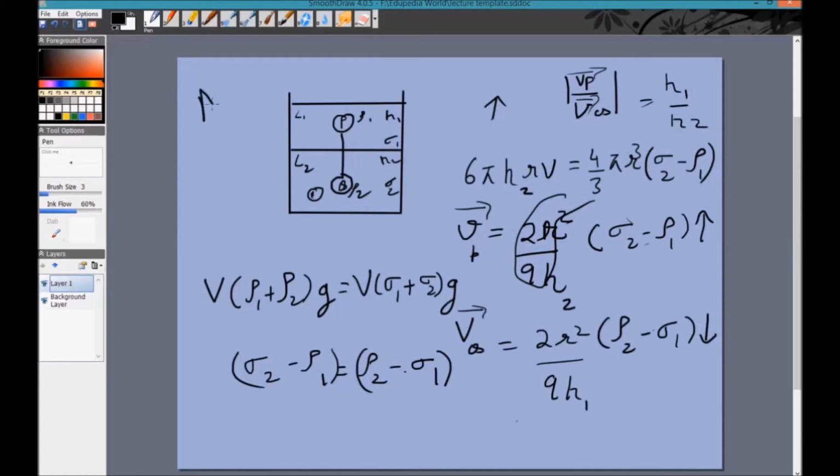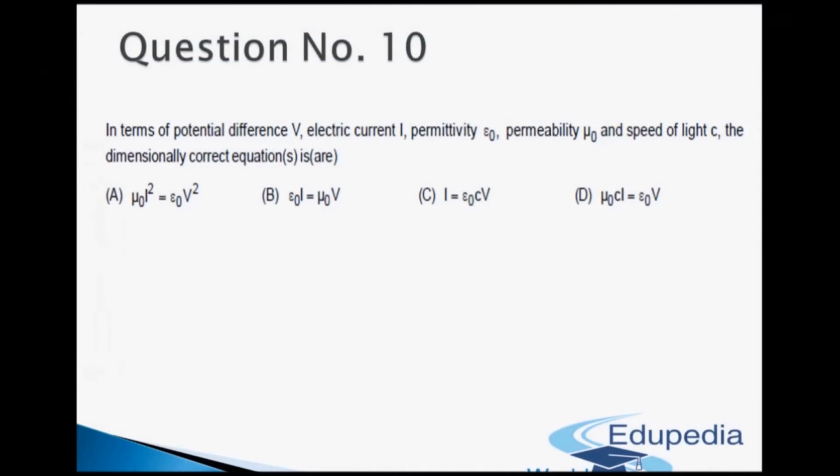So the answer to this question will be option A and option D. The first option is correct, and so is the third option. So let's look at the next question.